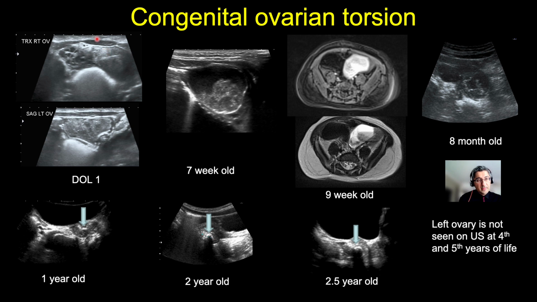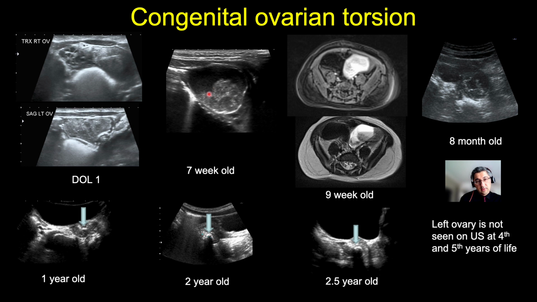And this is the normal right side for comparison, normal right ovary with follicles. In the newborn period, there are a lot of follicles due to the estrogen hormone from the mother, and they appear like the pubertal ovary. And on the left side, we see a heterogeneous cyst, it's a complex cyst. And on the 7-week follow-up, we can see the leveling, the debris.